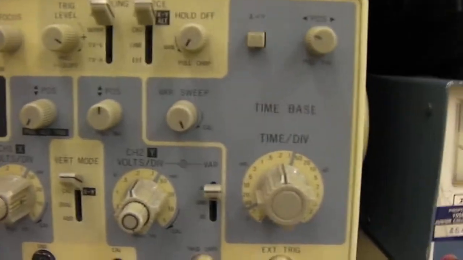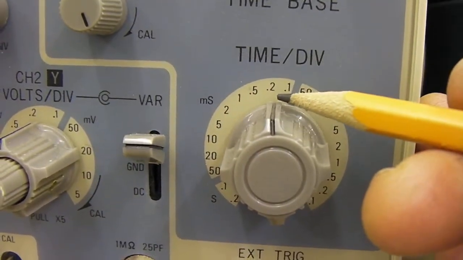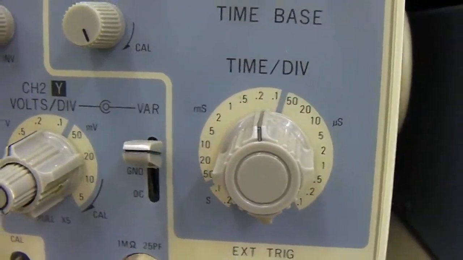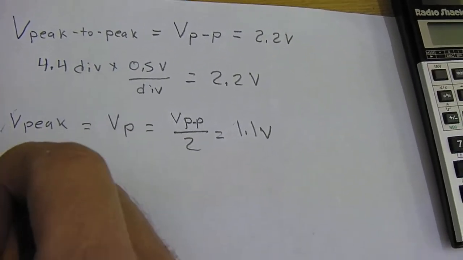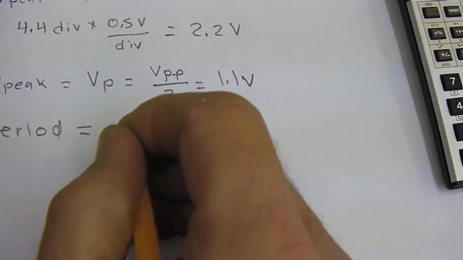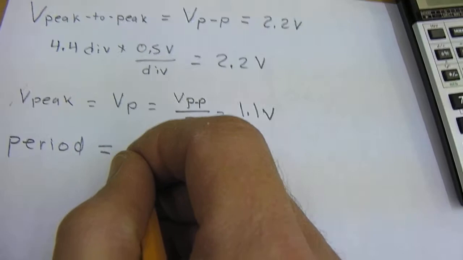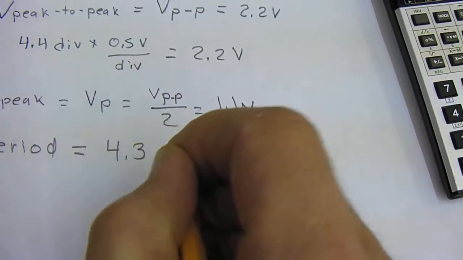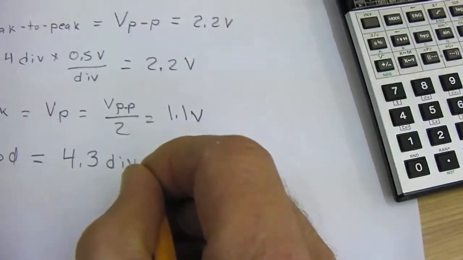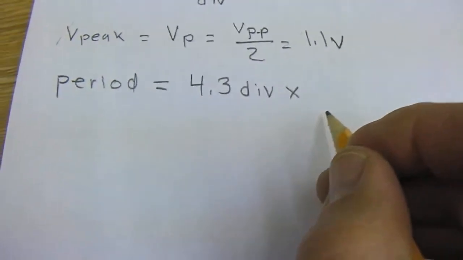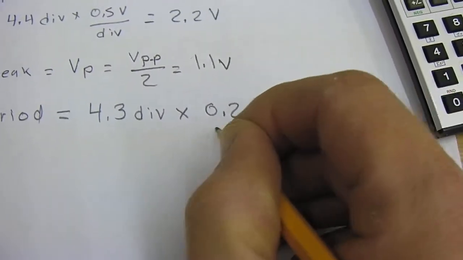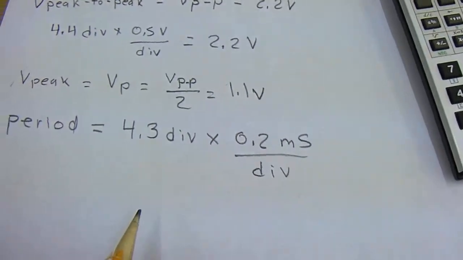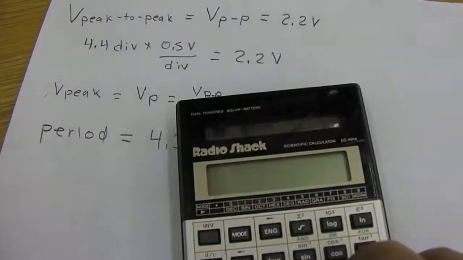Now, we would multiply that by the time per division, which is set right now at 0.2 milliseconds. So the period will be equal to the number of divisions, which in this case is 4.3 divisions, multiplied by the time per division, which is 0.2 milliseconds per division. Okay, those two multiply together, so I can use my calculator here.